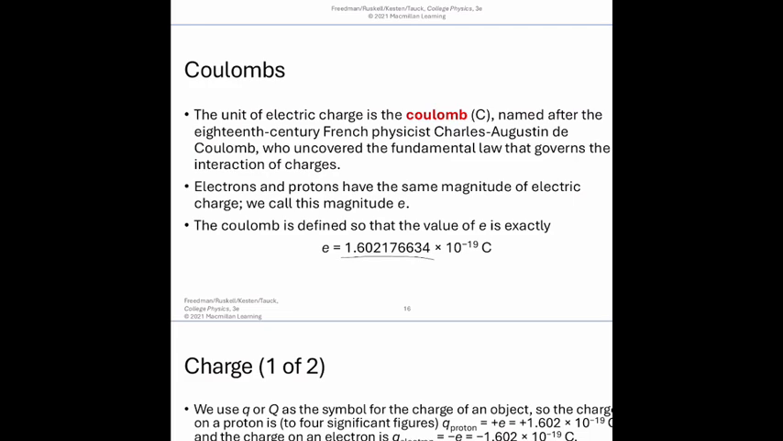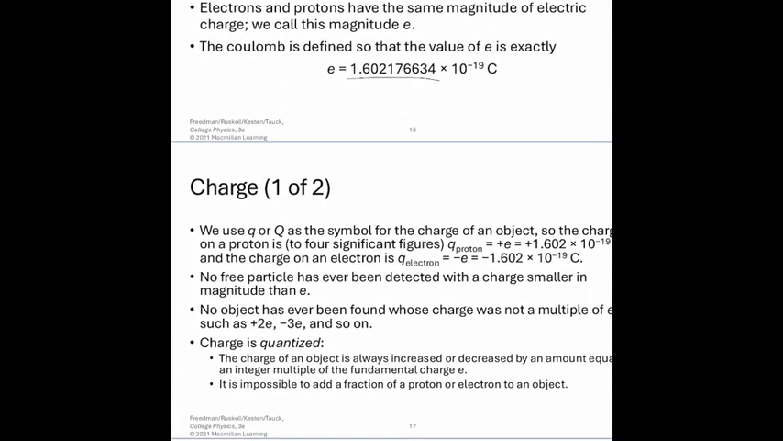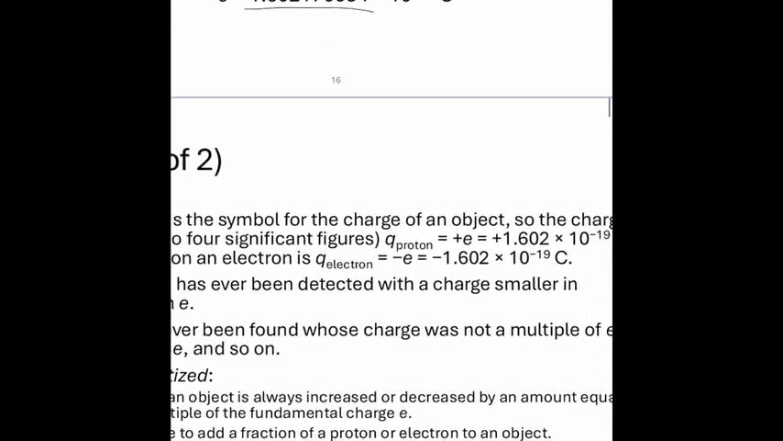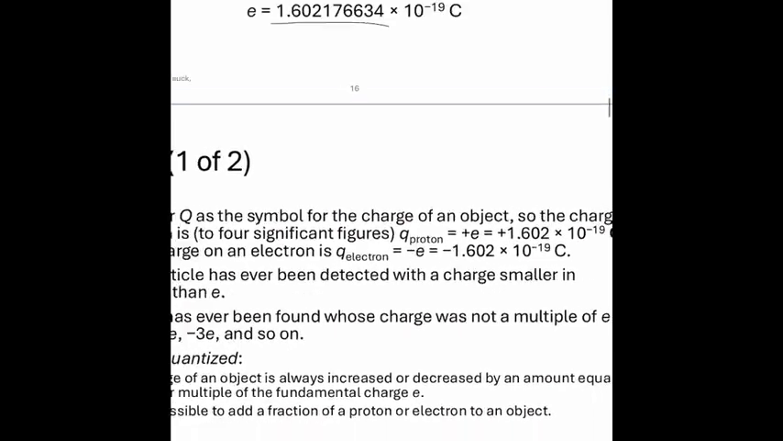So protons would have a positive value of e. Electrons would have a negative value of e. To talk about charge in general, multiples of e, we're going to use the symbol q. And so you can see that the q of a proton is positive e, and the q of an electron is negative e.